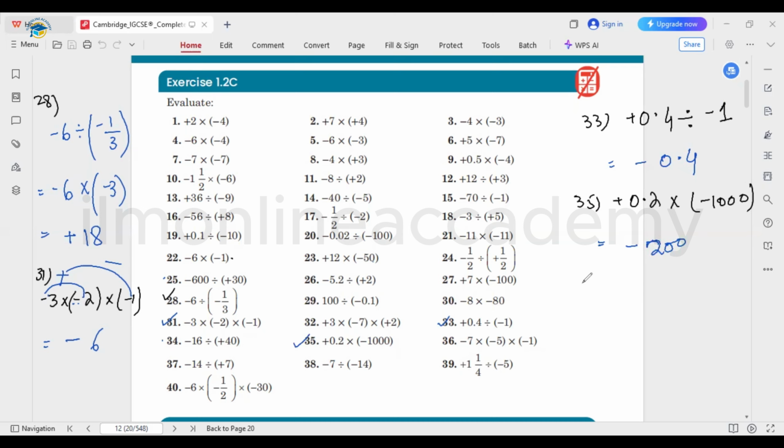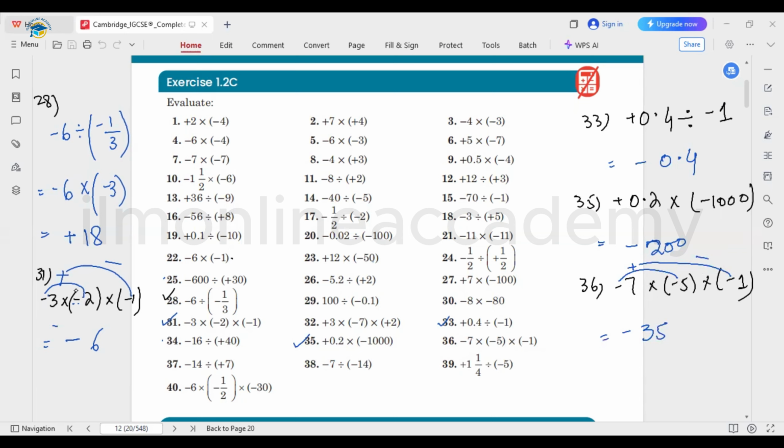Next is 36, in which again they gave us three numbers together: negative 7, negative 5 times negative 1. When we multiply this, negative negative would be positive and positive negative would be negative. So 7 times 5 is 35, and 35 times 1 would be 35 again.